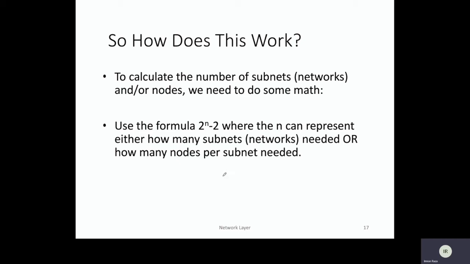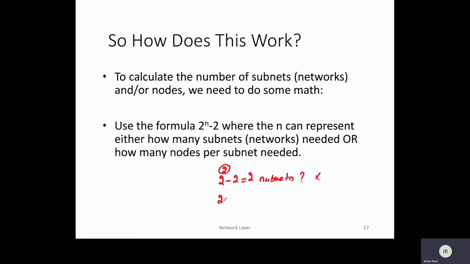So let's see. What do you think if I borrow 2 bits? What will happen? 2 raised to power 2 minus 2. How many subnets can I create? 2, right? So if I borrow 2 bits, I'll be able to create 2 subnets. Is this enough? No, it's not. Why? Because our requirement is to create 5 subnets.